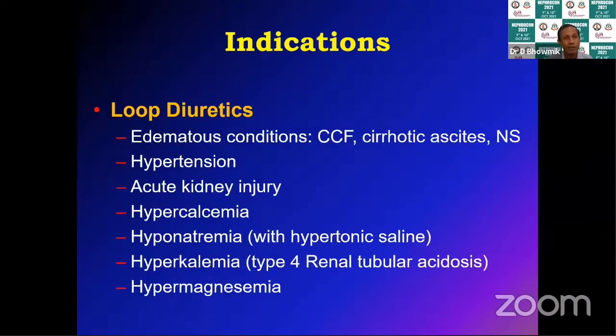The loop diuretics are very popular, and they are used in the edematous conditions, as has been discussed earlier this morning: heart failure, cirrhotic ascites, nephrotic syndrome. They are also used in hypertension. In acute kidney injury, we try to convert an oliguric person to a non-oliguric condition. They are used in hypercalcemia, and in hyponatremia along with hypertonic saline, and here I will discuss how the loop diuretics increase free water clearance, and that's why they're useful in treating hyponatremia. They are also used in hyperkalemia, especially of the type 4 renal tubular acidosis type, and in hypermagnesemia.